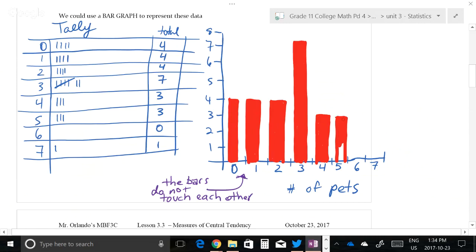Dylan, what do I have for 6 pets? Yeah, I was gonna say 0. Good, how do I show that? Don't leave a blank. Perfect, very good. And 7? 1. There we go.